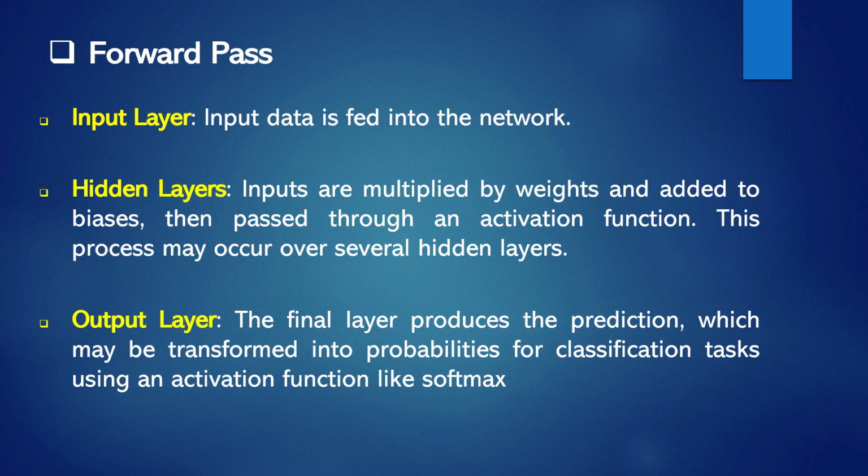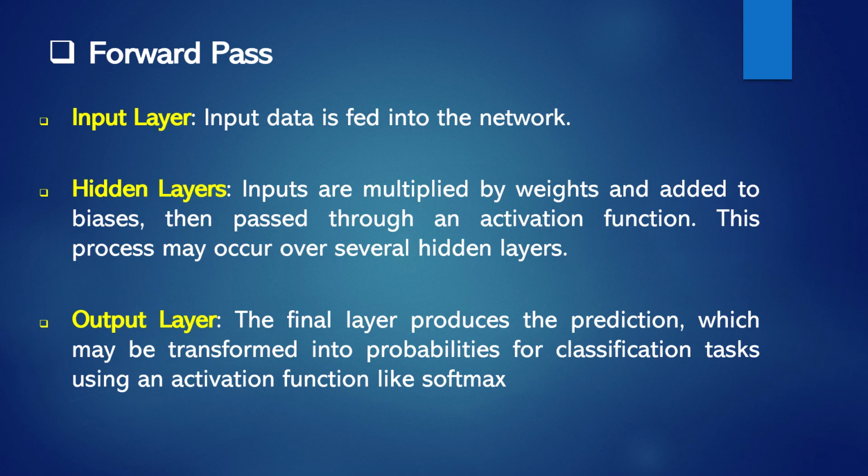Next one is the hidden layer. Inputs are multiplied by the weights and added to the bias, then passed through an activation function. This process may occur over several hidden layers. For example, a network with two hidden layers, H1 and H2. The output from H1 is the input to H2. Before applying any activation function, a bias is added to the weighted inputs.